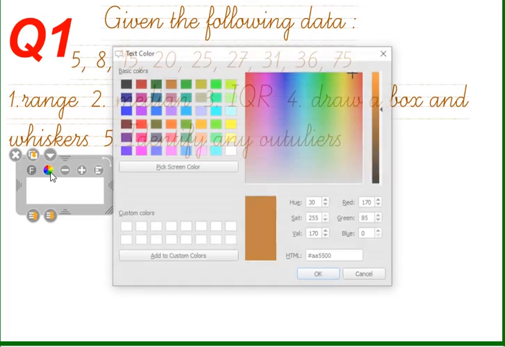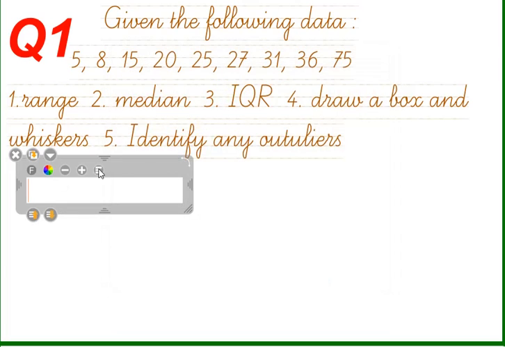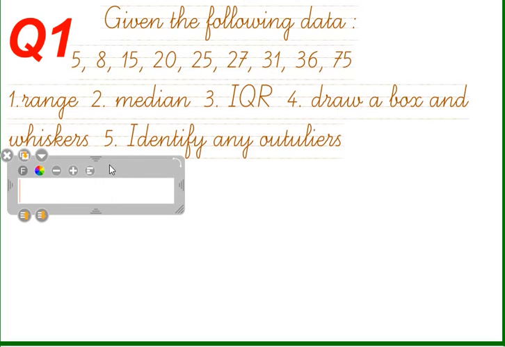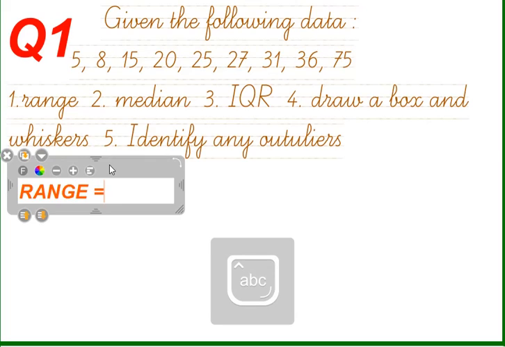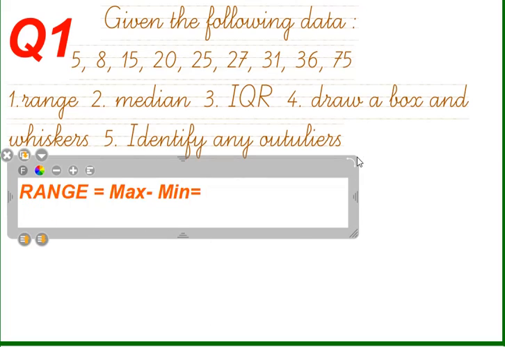So let's begin. Let's just change our color so that we can see the difference and see what exactly we are doing. So in this case, we're going to start with the range because that's the easiest, and we said range is the maximum number minus the minimum number, and that is 75 minus 5, which is 70. So 75 minus 5 equals 70. Then we have to look for our median, which is our Q2.